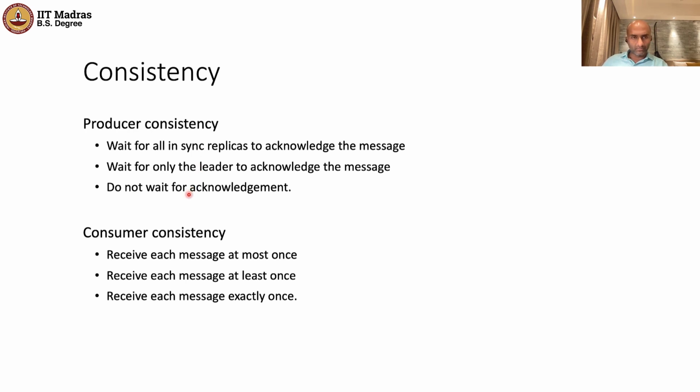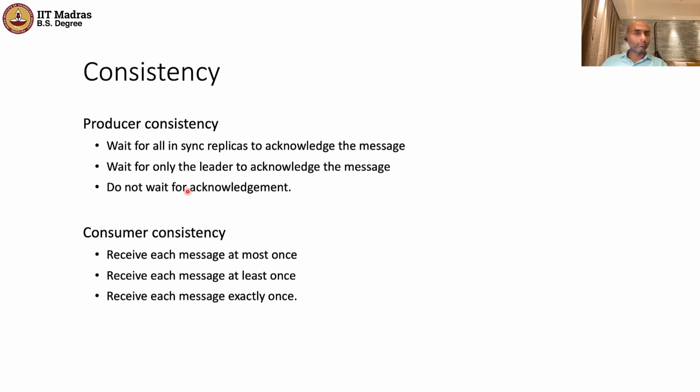The third option available from a producer standpoint is not to wait for acknowledgements. Obviously, this means that the leader itself might not have finished writing, and the producer might already move on to the next data write. This will also result in data loss if, before the leader has written the data to the file system cache and then the disk, the leader fails. Then that becomes challenging.